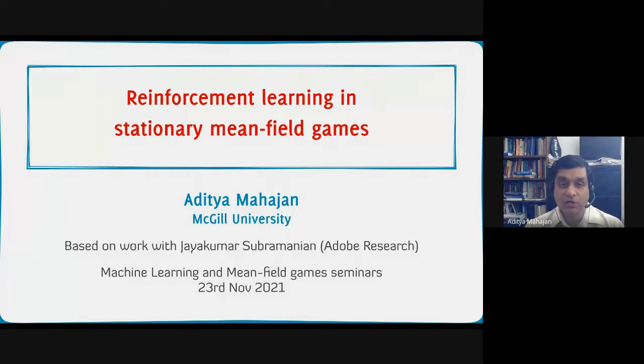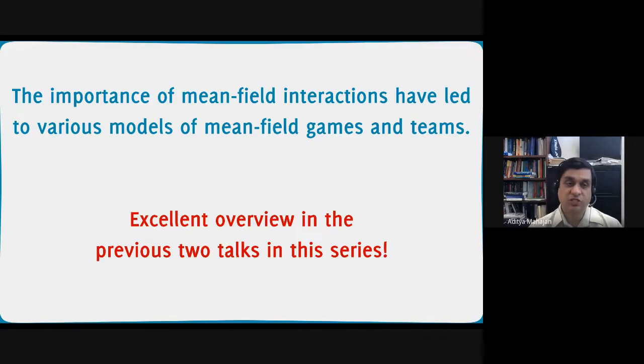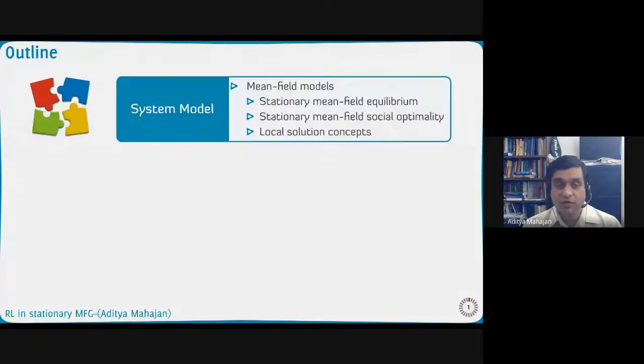I'm going to be talking about reinforcement learning in stationary mean field games. Mean field interactions arise in various applications ranging from communication networks, transportation networks, power systems, robotics, and others. And the importance of mean field interactions has led to various models of mean field games and teams. The previous two talks in this series did an excellent overview of the different formulations, so I'm actually not going to go over that in detail. I'll present a specific model for mean field games, which is known as stationary mean field games.